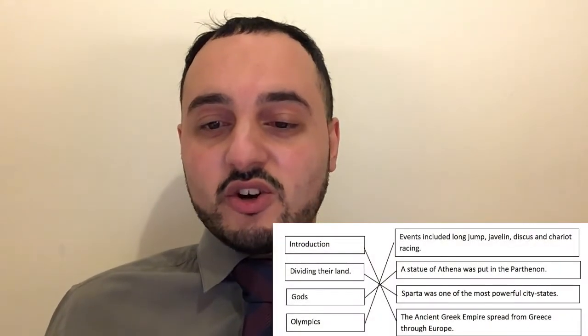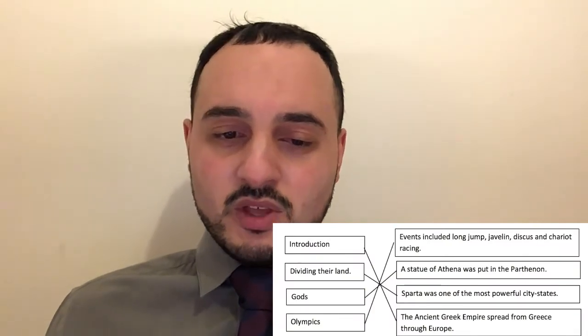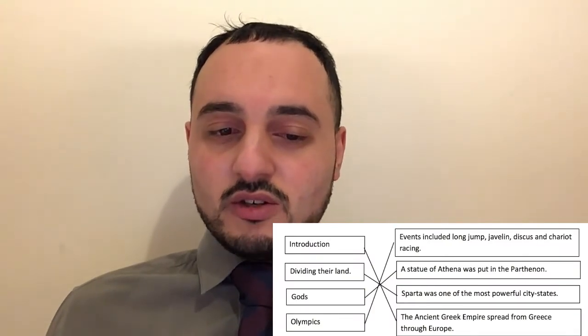The ancient Greek Empire spread from Greece through Europe. That's at the beginning, isn't it? That's right at the beginning where it's talking about them conquering the city of Troy. That is the introduction. And then the last one is going to match to dividing the land. Sparta was one of the most powerful city-states. That's dividing the land, isn't it? Okay. So, right. Last question.